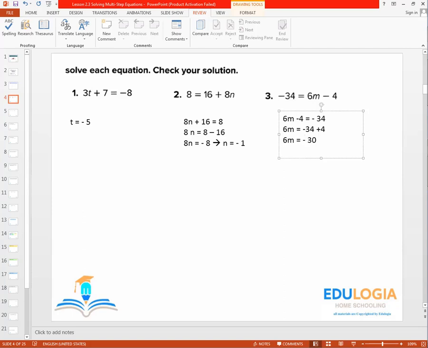Time to divide. Divide each side by 6. 6m divided by 6 is just m. On the right-hand side, negative 30 divided by 6 is negative 5. That's all. If you want to be sure the solution is okay, instead of m here, you can make a substitution with negative 5 and calculate. Next slide.